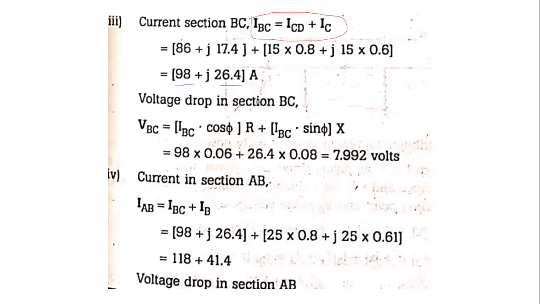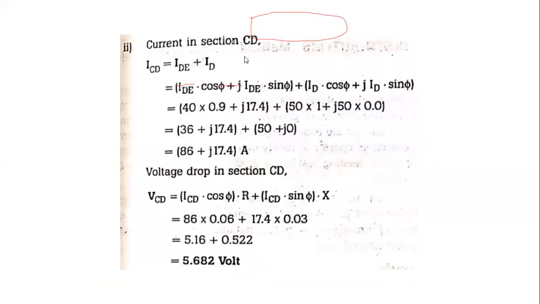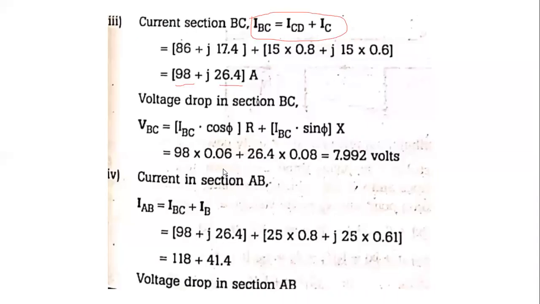That is 98 into R. What is the R? That will be given in the question. Therefore R is equal to 0.06 at the BC section and X is equal to 0.03 at the BC section.